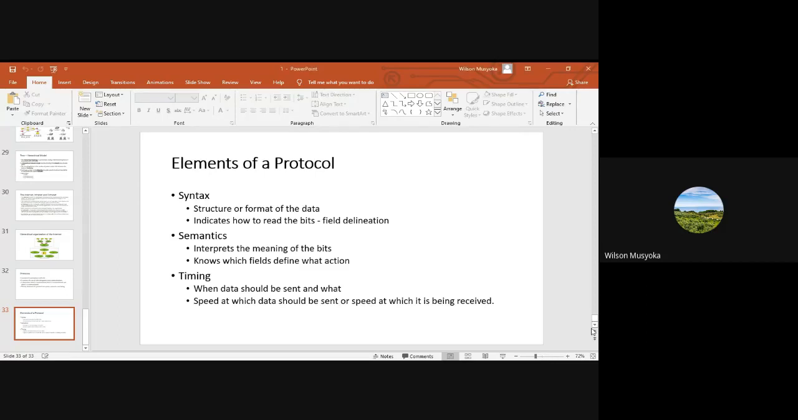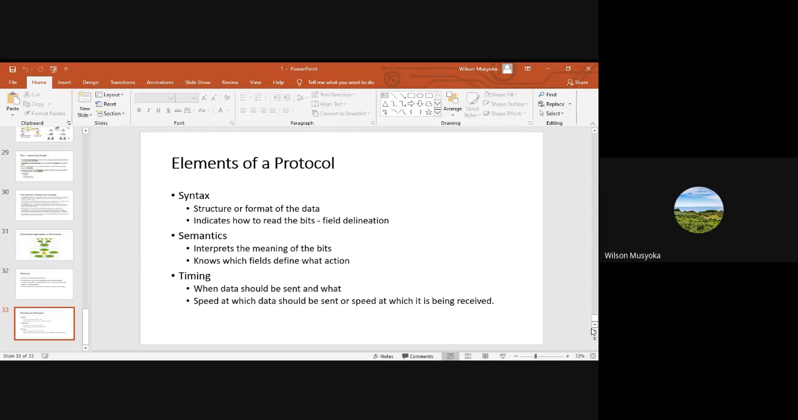So we go back to the elements of a protocol. We were saying syntax is like the structure of the data, or the format of the data. Is it going to be in text? If it is in text, how is the text represented? You know, how are the data bits presented? As we continue, we'll look at data representation in more detail, and we will see how data is represented, the different data types and all of that.